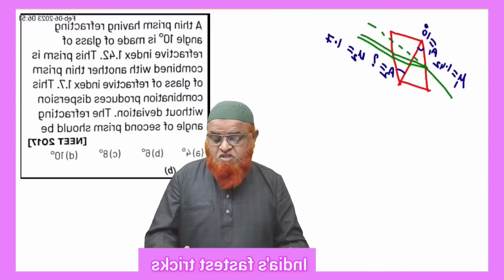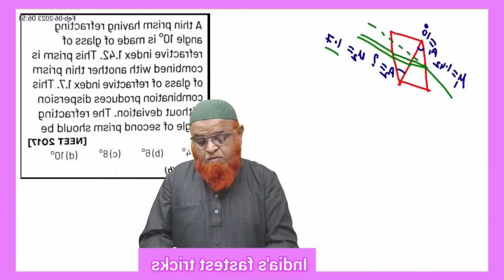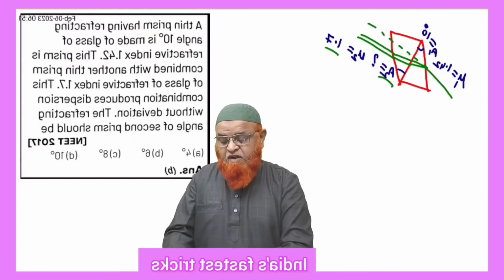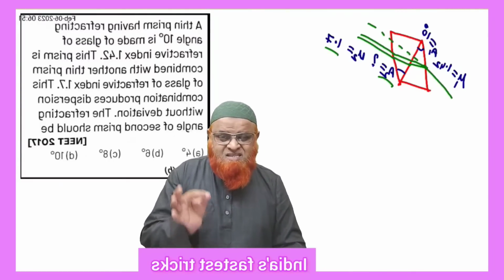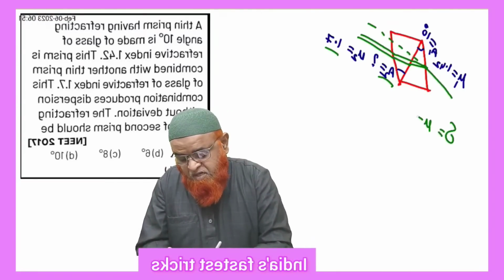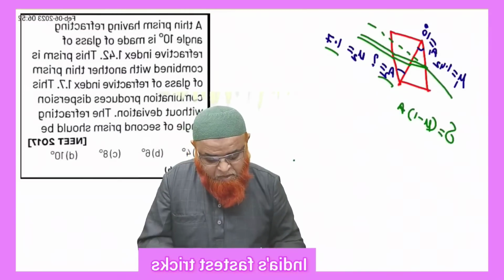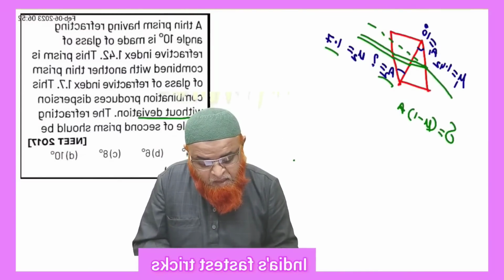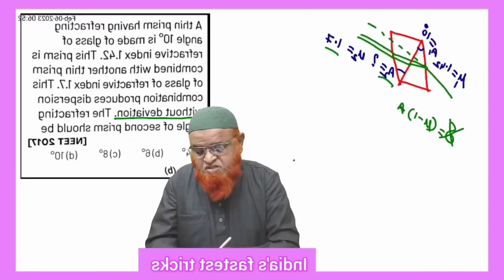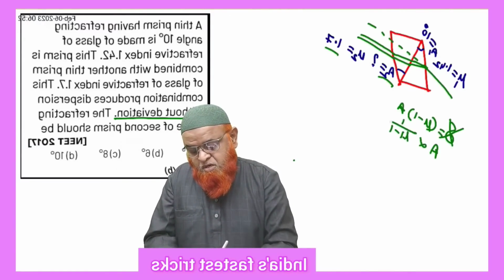Okay, so there are two thin prisms whose refractive indices are given here as 1.42 and 1.7, and the angle of one prism is given as 10 degrees. The other angle we have to find out. So what is the deviation formula for a thin prism? The deviation formula is delta equal to mu minus 1 into A. But in the problem, it is given that there is no deviation, that means the deviation is going to be constant.